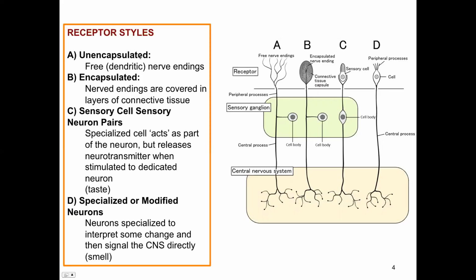Now, here we have unencapsulated and encapsulated sensory cell neuron pairs, and we'll go over that. Our example there is taste, and the specialized or modified neurons, our example is smell. When we're talking about the encapsulated, that would be our Pacinian corpuscle, and we'll go over that again.